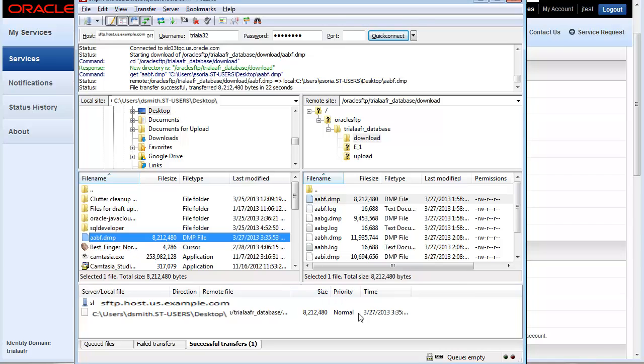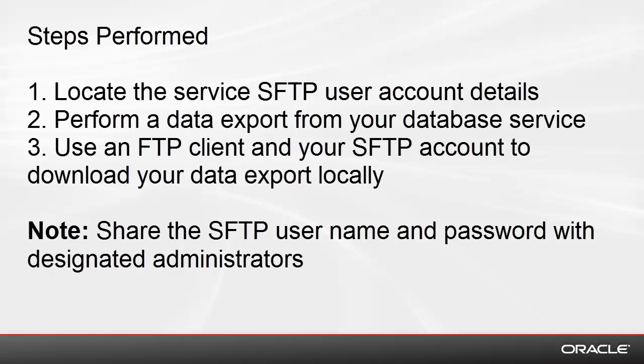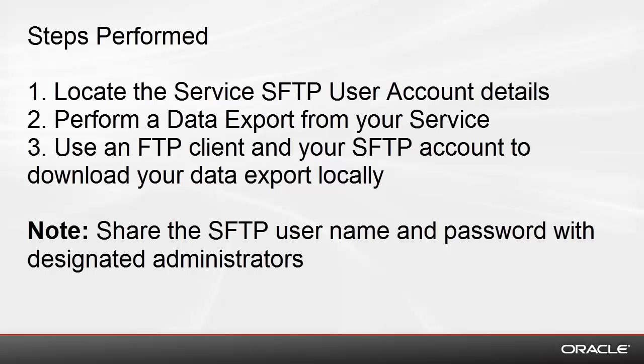And that's it. Once you have your SFTP account user set up, you can export data. You can also import data from your local to the database cloud service. So let's recap. First, locate service SFTP user account details. You can perform a data export from your service. Then use the FTP client and your SFTP account to download your data export locally. And please remember to share the SFTP username and password with designated administrators.